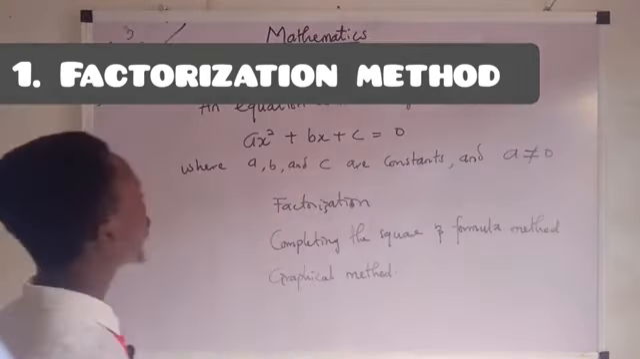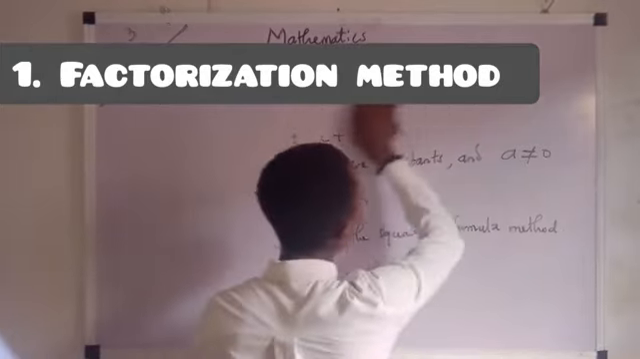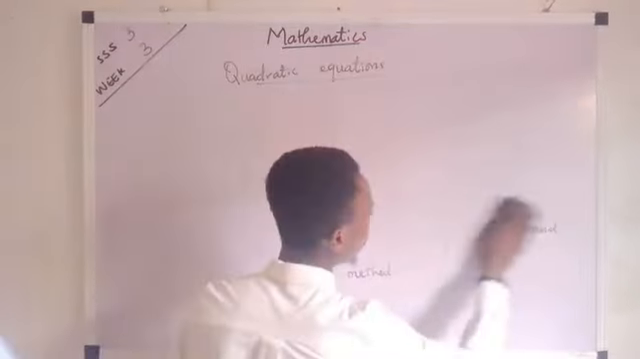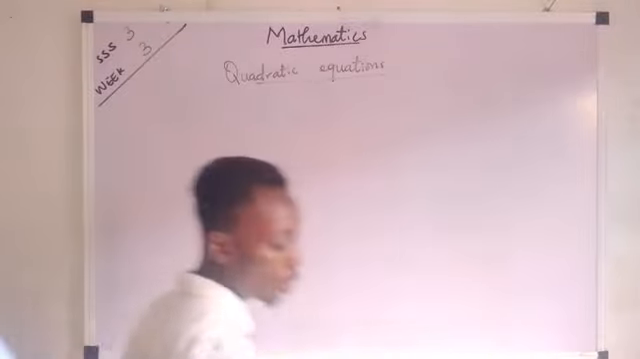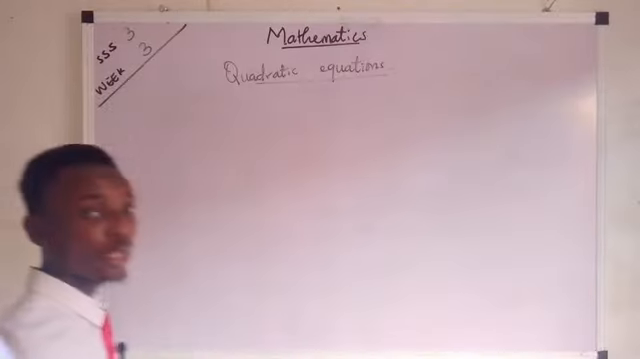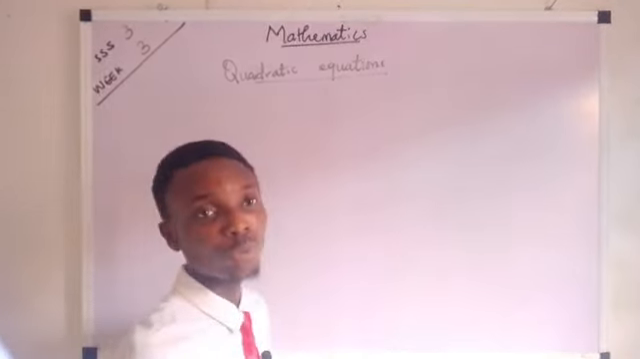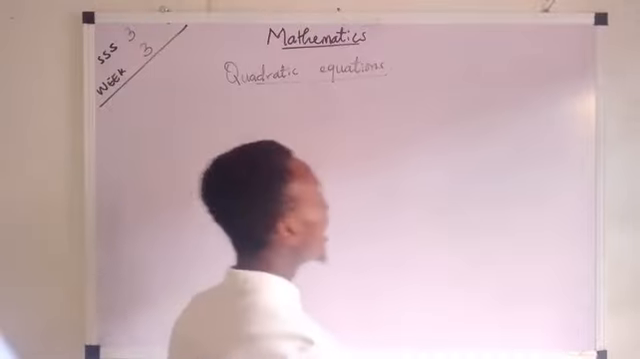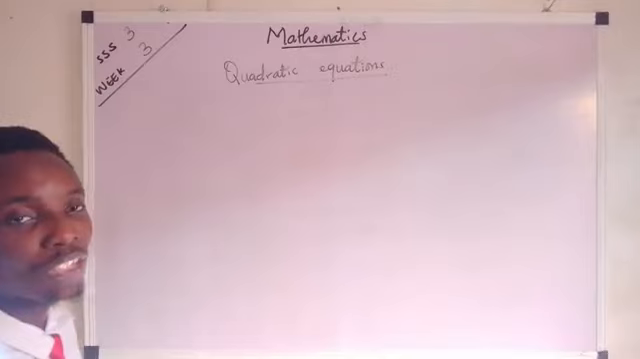Now, very quickly, moving to factorization. Now, this is the general method used most times to solve quadratic equations. It's only in some special cases where we cannot factorize that we actually use the formula method, or some special questions where we apply the completing the square method. Then, if directed or instructed, that's when we use the graphical method most times.